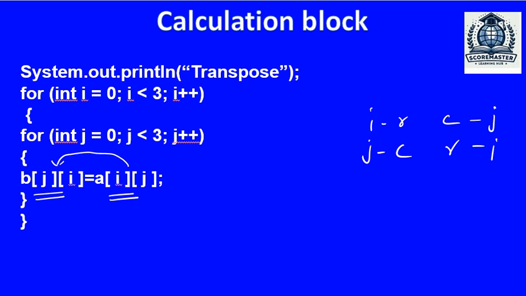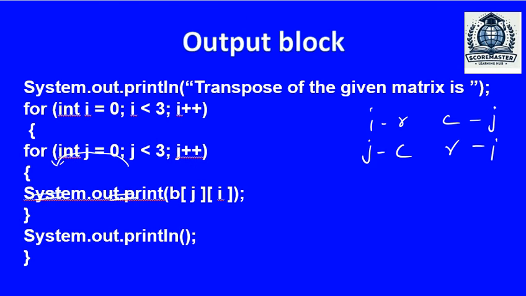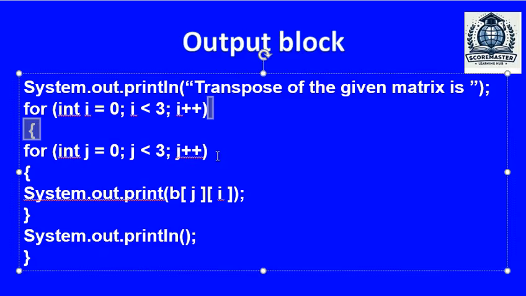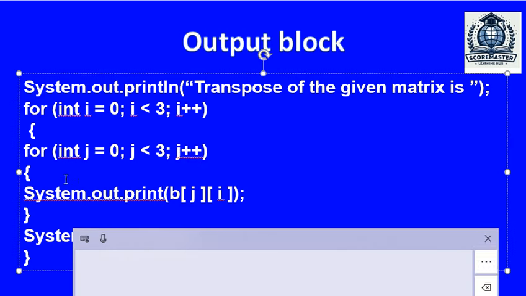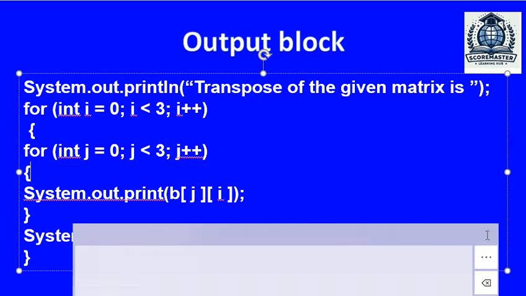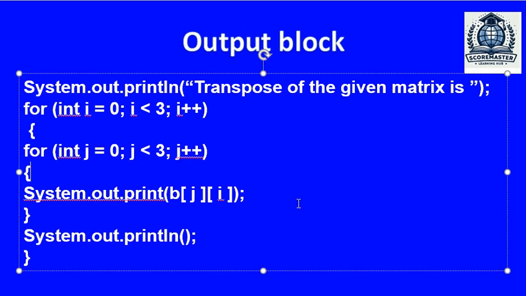Now I have to print it. So before printing again, I will be taking all the values. I will be taking the looping and then I will be taking the values and then I will be printing b of ji. Then I get the transpose.